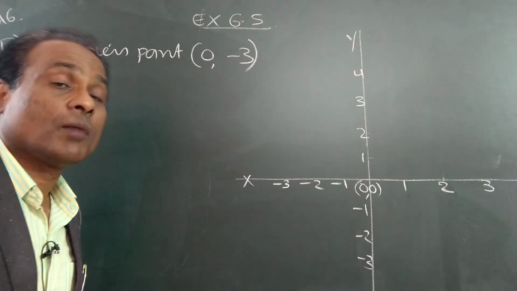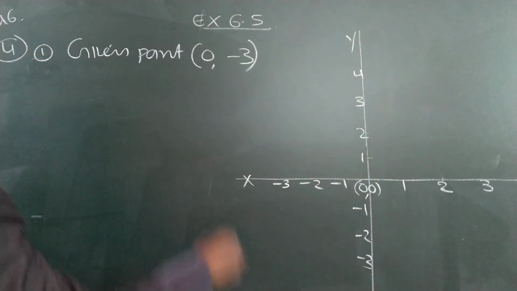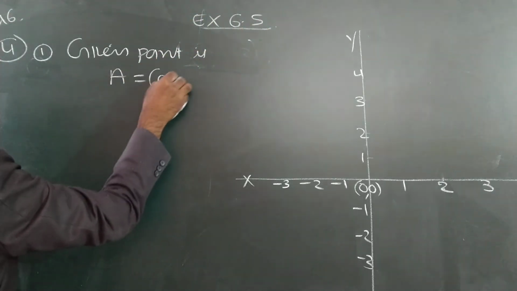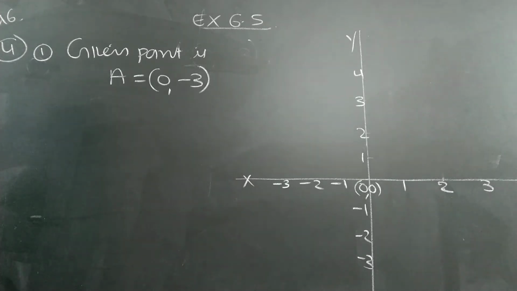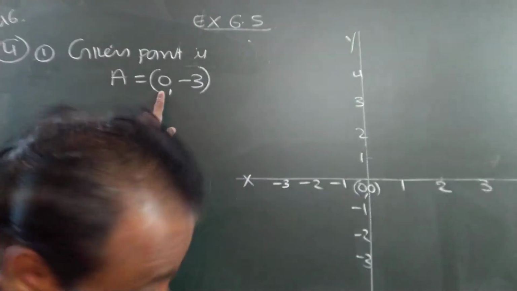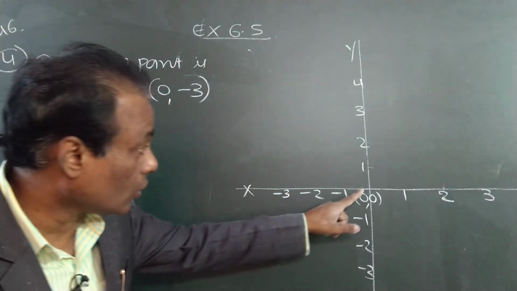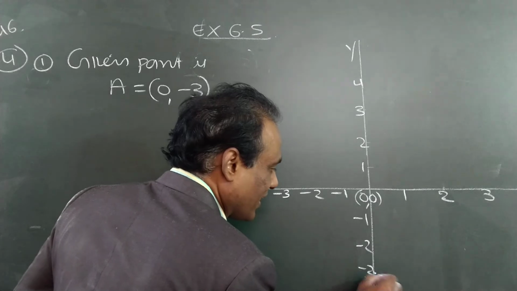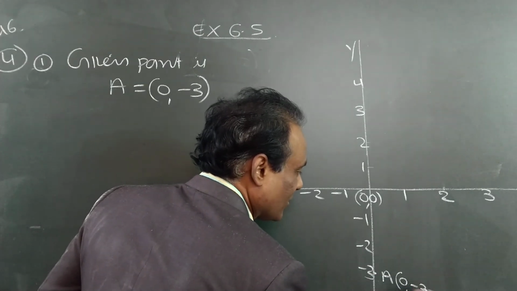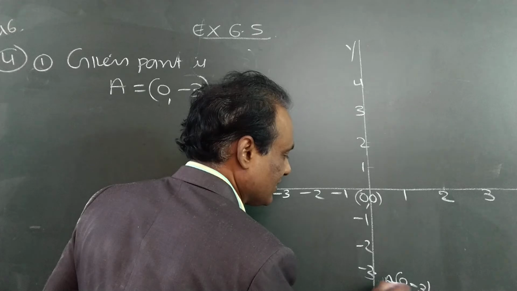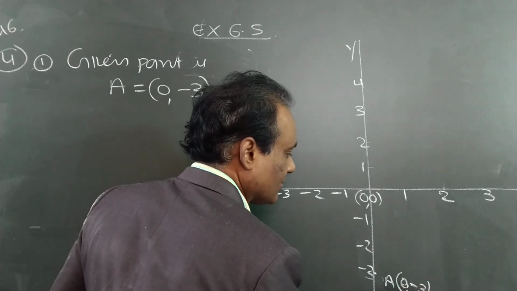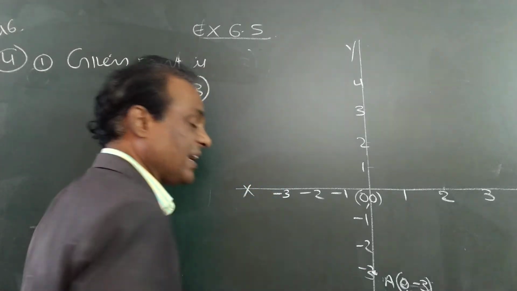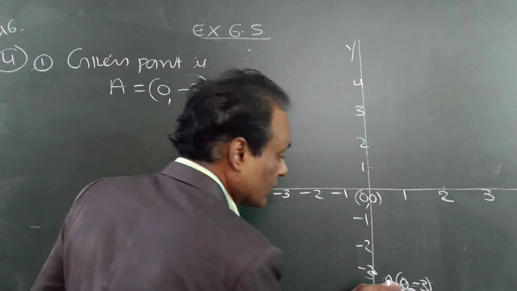Where is this point (0, minus 3)? Let us take it as A. 0 comma minus 3: x value 0, y value minus 3. See, x value 0, y value minus 3, on the y axis. This is the point.